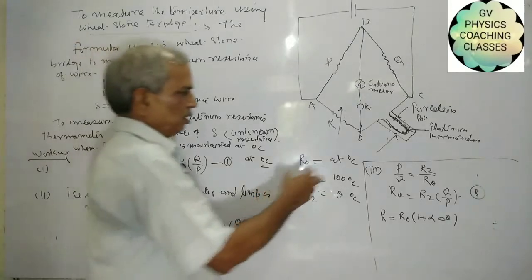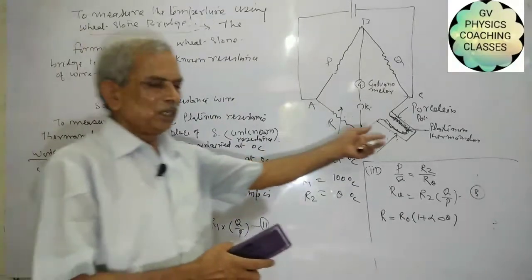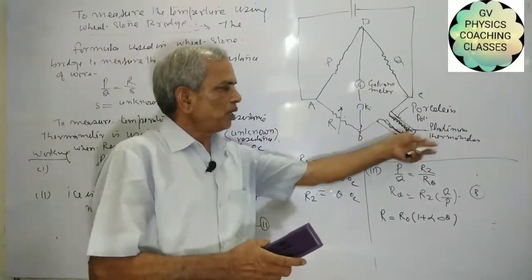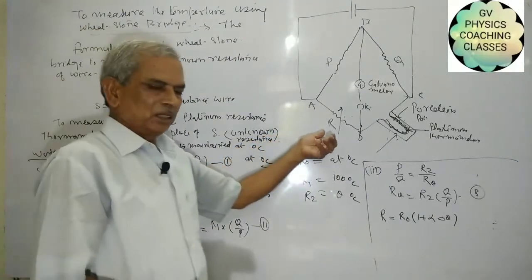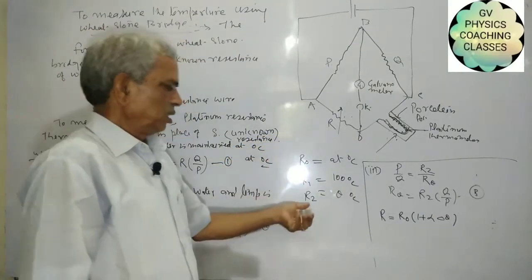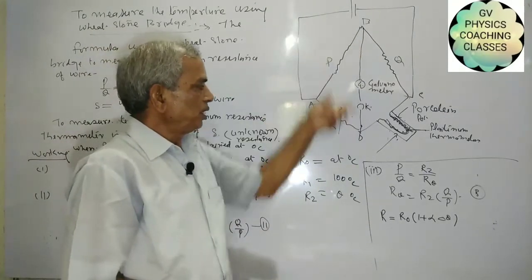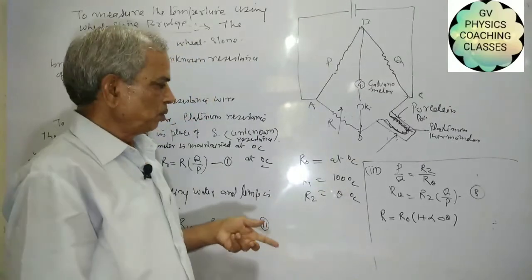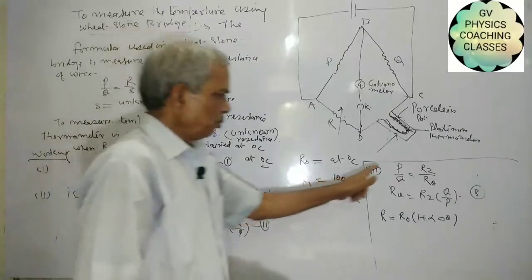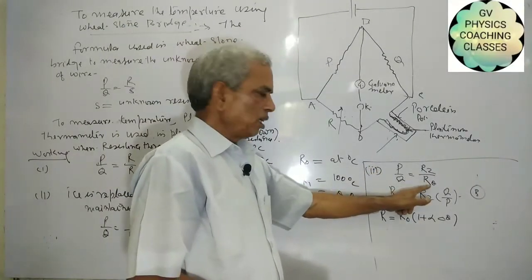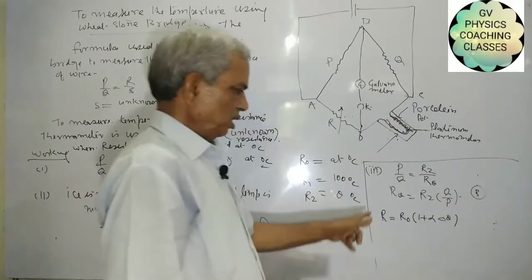Similarly, we put the substance of which the temperature is to be measured in the porcelain pot where the platinum thermometer is placed. We again adjust this resistance to the value R2 so that the current in this B and D branch becomes zero. For that condition, P upon Q equals R2 upon R theta, or R theta equals R2 Q upon P.